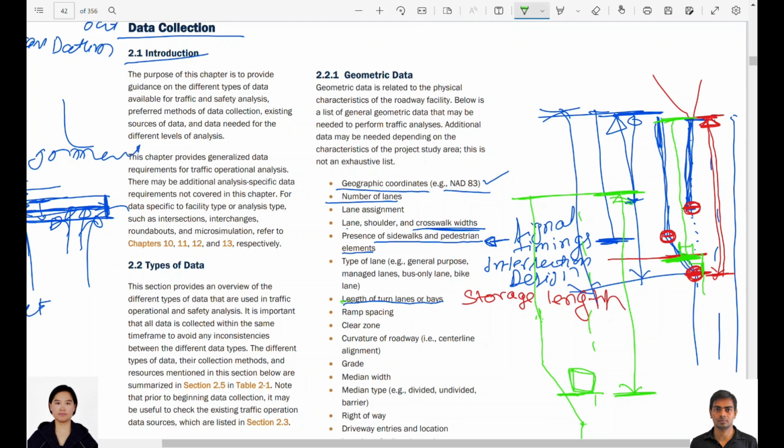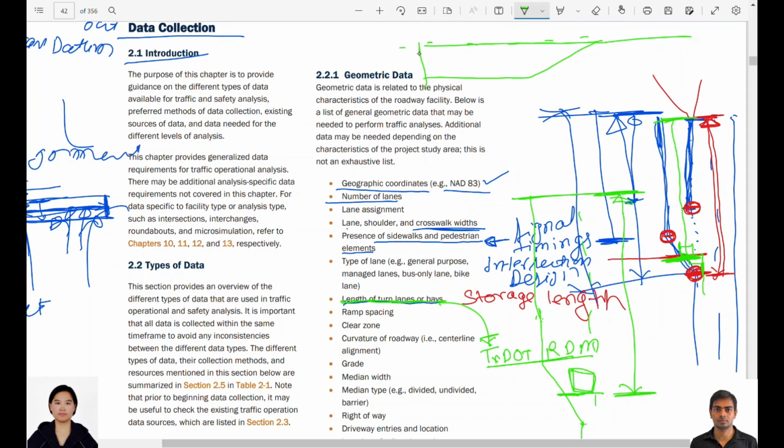The length of this turnway definition changes for design perspective. So this is for traffic analysis. However, when we are trying to follow the TxDOT RDM, TxDOT Roadway Design Manual, then the length of turnway has a different definition. Within the roadway design manual, I'm drawing a horizontal lane. So let's say this is our taper, and this one is a dotted line.